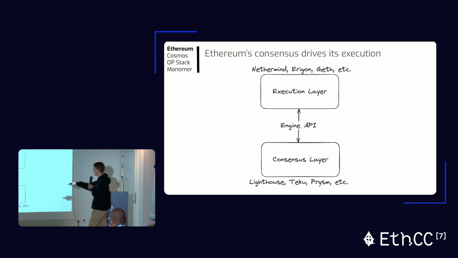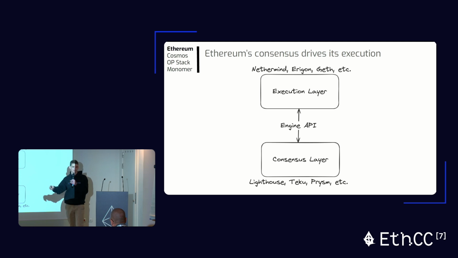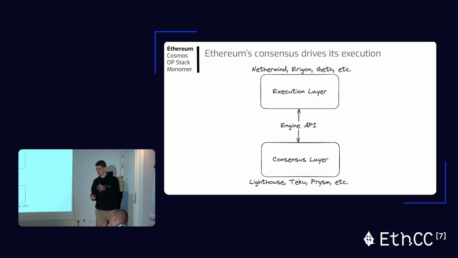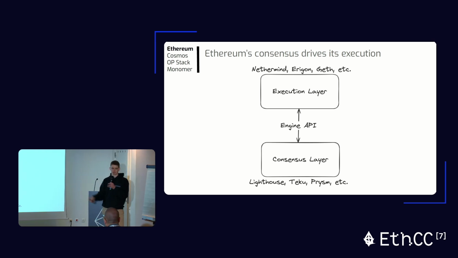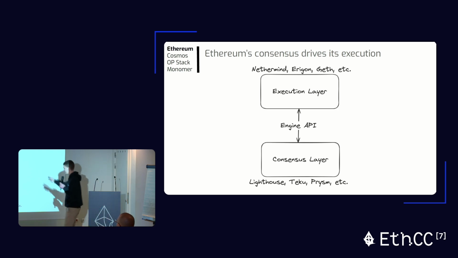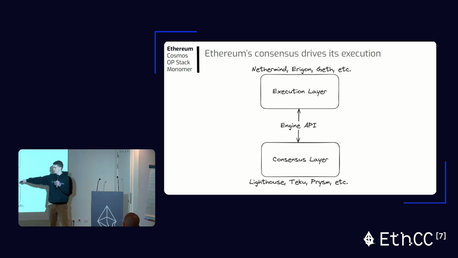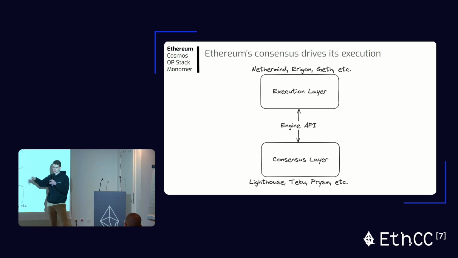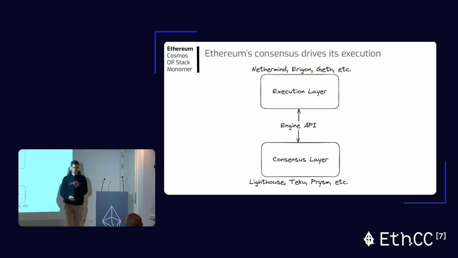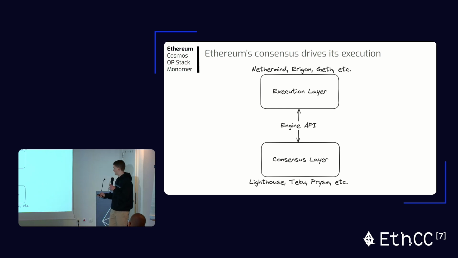Okay, and it's really nice having the separation between the consensus and execution layer because, as we'll see, Monomer exploits this to mix and match and do creative things by replacing either the execution or consensus layer. But the really important point here is that this division exists, and the glue that ties the execution and consensus layer together is this standardized engine API. The details of it aren't really important for most of this talk. The important thing is just to know that this standardized API exists.